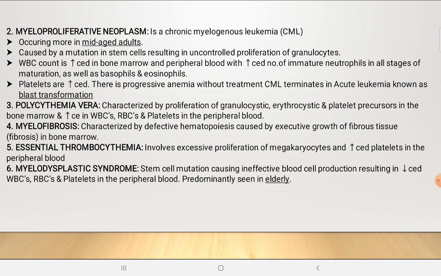Now we have spoken about your WBCs, the functions of all the cells, granulocytes and agranulocytes, the non-malignant types of WBC abnormalities, as well as the malignant types of WBC abnormalities. Next we will go on to your RBCs.